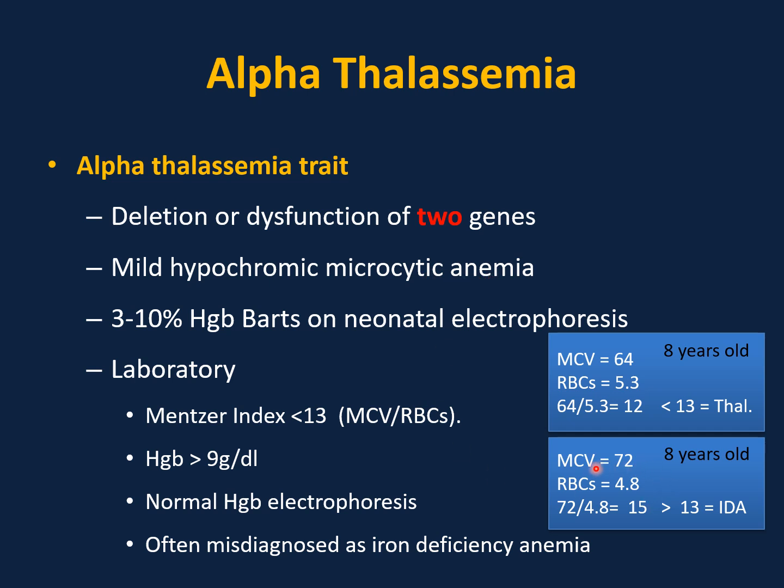And also, if you do the Mentzer index for cases of iron deficiency anemia, it will be different. It will be more than 13, not less than 13. So if it's more than 13, this is suggestive of iron deficiency anemia. And if you do serum ferritin for this child, it will be low. So this will be diagnostic for iron deficiency anemia. But in the case of thalassemia, the serum ferritin will be normal. So what to do for this case? Alpha thalassemia trait: reassurance. No iron therapy is required.